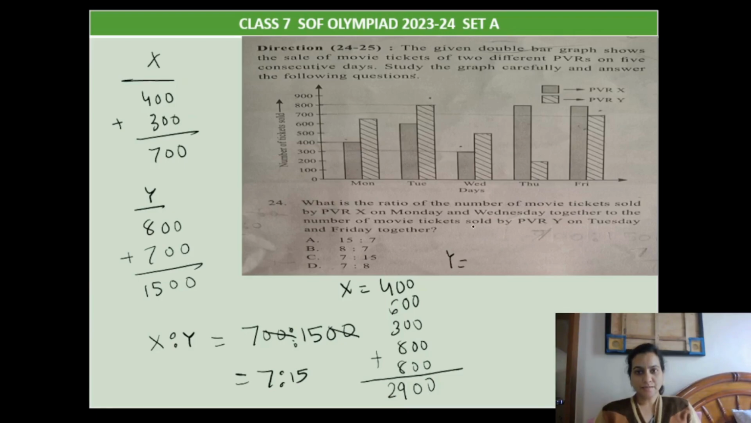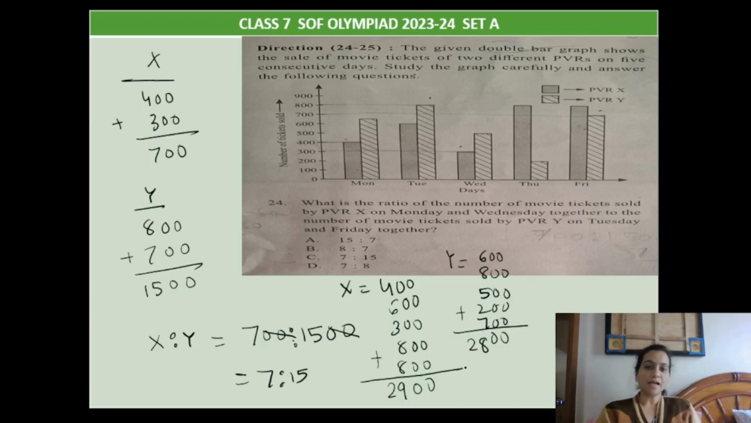Similarly, we'll calculate for Y also. First day it is 600 plus second day it is 800, third day it is Wednesday, that is 500 for Y, and Thursday it is 200, and finally on the last day it is 700. So if we add it up, 00 will come here. 6 plus 8 is 14. 14 plus 5 is 19. 19 plus 2 is 21. 21 plus 7 is 28.